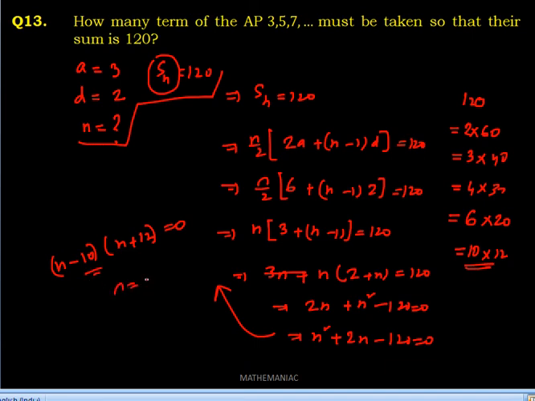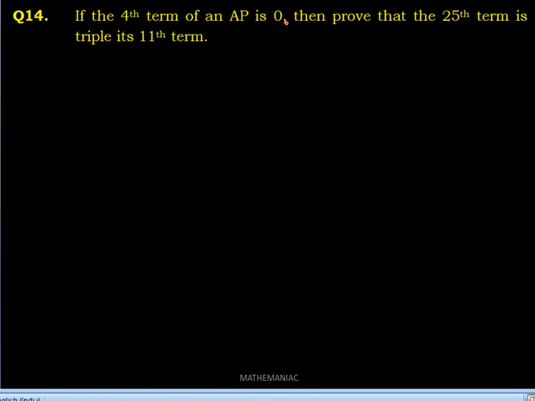So what will be n? n will be equal to 10 and minus 12, but this cannot be accepted. Number of terms cannot be negative. So the number of terms of this particular AP will be 10. Have you understood? Okay. Now this is the last problem we are going to take.